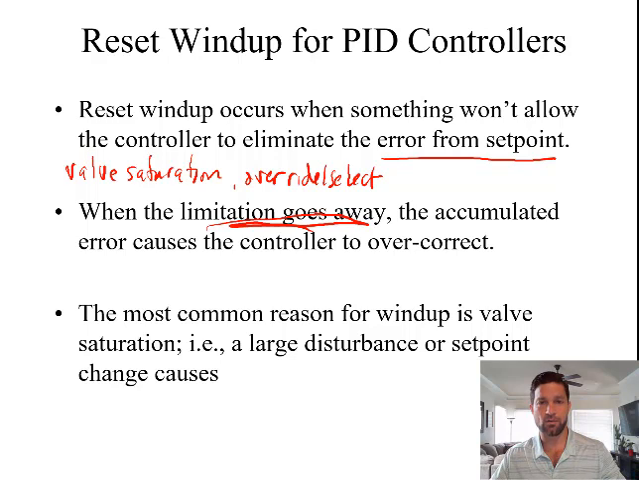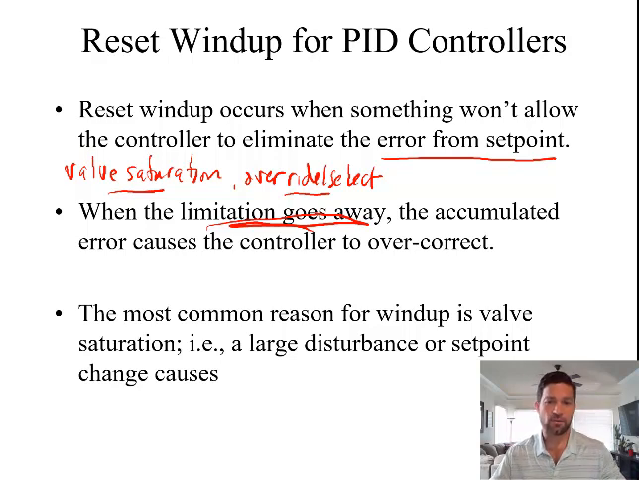Once the limitation goes away, the accumulated error will cause the system to overcorrect because the valve will remain open, and the point of the integral term is to make the overall accumulated error from the time that the process started equal to 0. So as you accumulate this, assume maybe you're accumulating positive error when you have something like valve saturation or override select. Once this limitation goes away, we need to accumulate negative error in the opposite direction in order for the effect of the integral action term to go back down to 0.